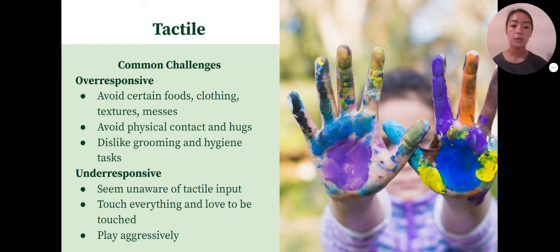Over-responsivity can look like avoidance of certain foods, clothing, textures, messes, physical contact, or hugs. These kids may hate grooming and hygiene tasks like brushing their hair or teeth, taking baths, or dressing. Under-responsivity can look like unawareness to tactile input, like noticing if their hands are dirty. They may try to touch everything and love hugs and being close to others. They may also play aggressively because they seek that touch sensation.